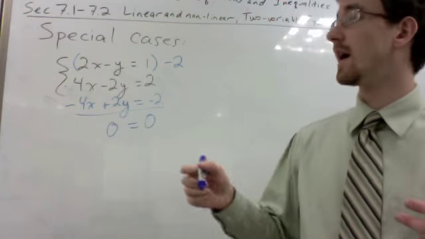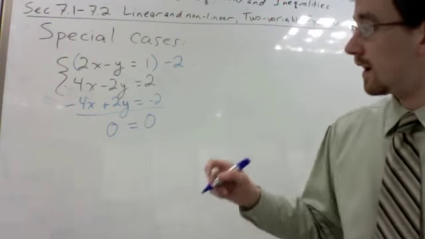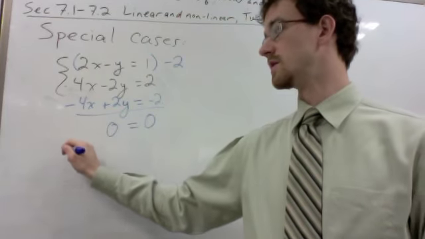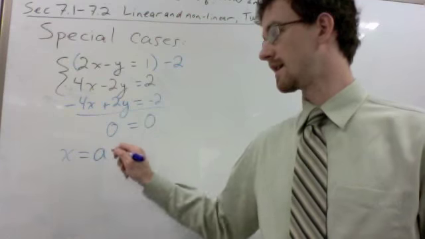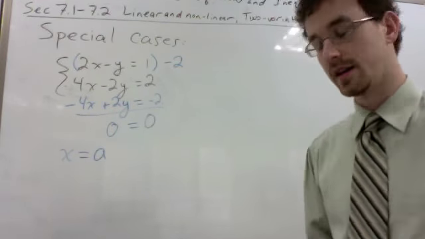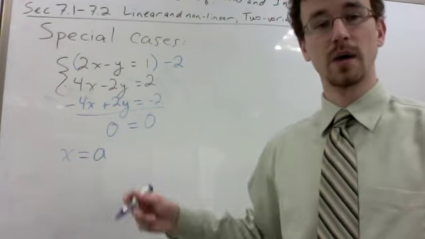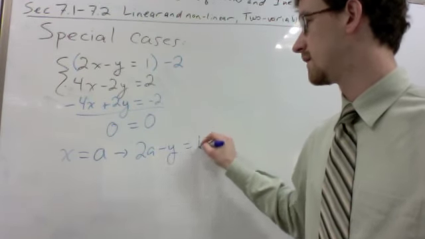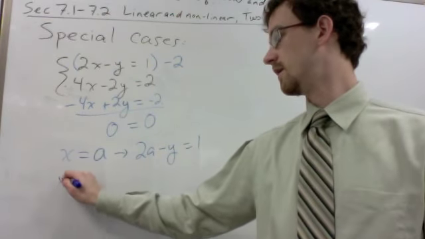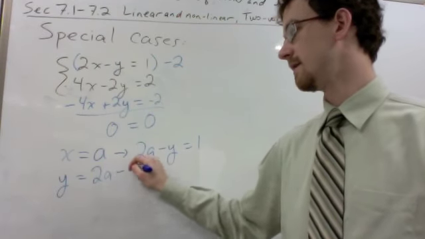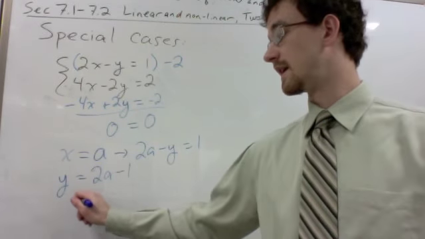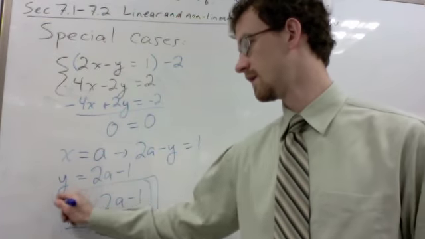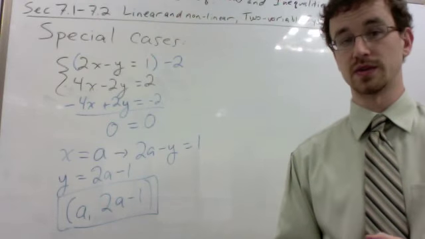However, the relationship between x and y is still constrained by these equations. So, to show that relationship between x and y, rather than simply saying infinitely many solutions, we identify one of our variables. We say x equals a. We just pick an arbitrary letter, say x equals a, and then identify y in terms of x. So if x equals a, then 2a minus y equals 1 from our first equation, and therefore y equals 2a minus 1. So there are infinitely many solutions, but they all have the form (a, 2a minus 1). That is our second special case.